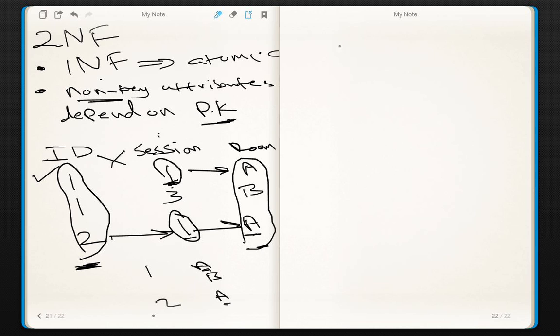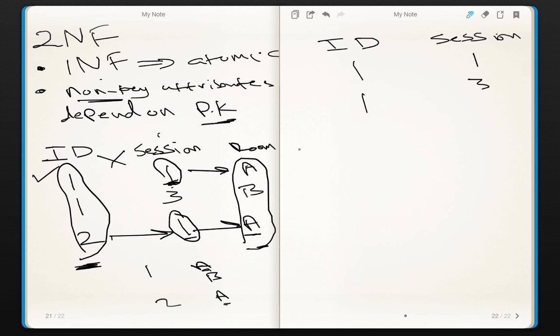So we'll divide this into two tables. We'll have a table that contains the ID with the session, right? And we'll say, okay, ID 1 defines, for example, session 1, and also ID 1 defines session 3, and ID 2 defines session 1. Okay, so that's the first table.